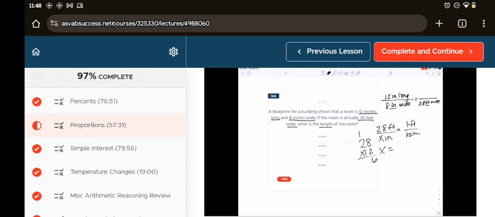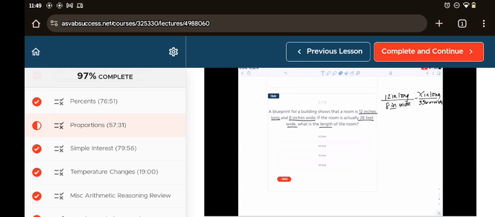16, carry the 1. 2 times 2 is 4, plus 1 is 5. Placeholder 0. 1 times 8 is 8. 1 times 2 is 2. 6, 13, 3. So 336 inches. Okay, so now that we have this in inches, we can put this here. And now we're going to find out how many inches long this is.